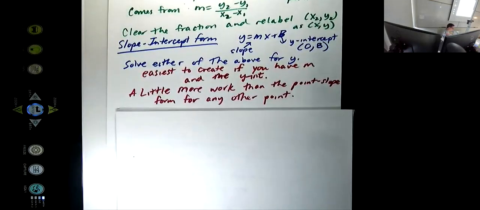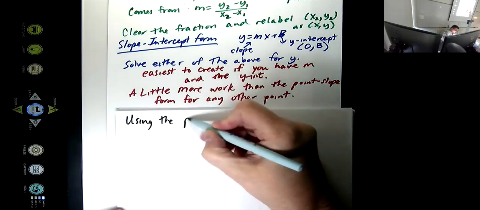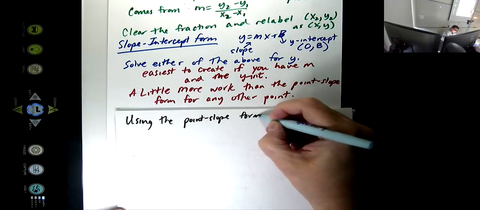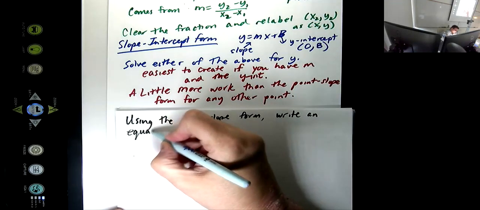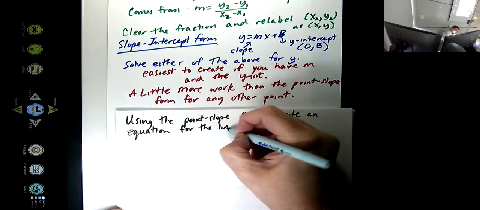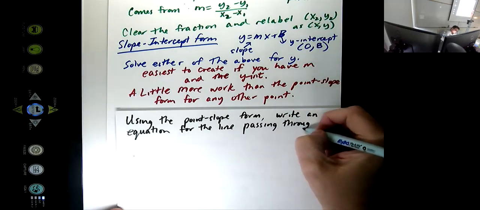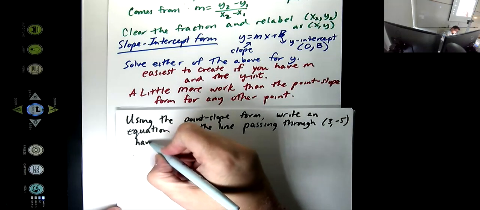So let's get to it. Let's start with the point slope form. Using the point slope form, write an equation for the line passing through 3, -5, having a slope of -2.